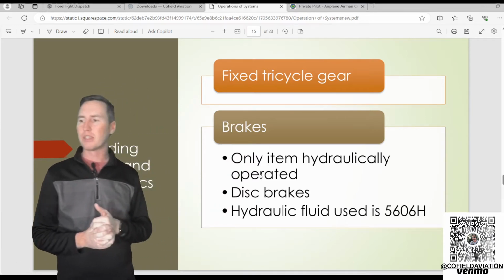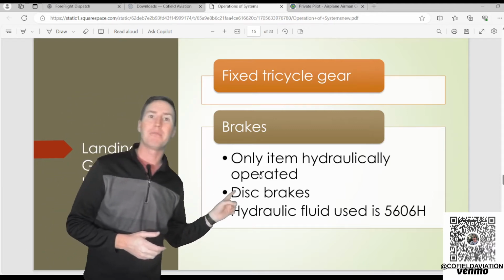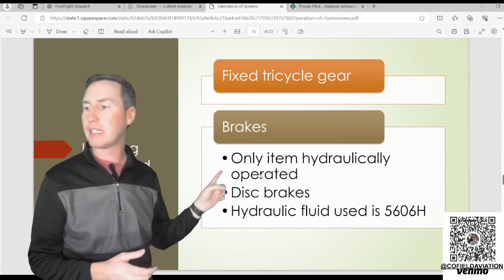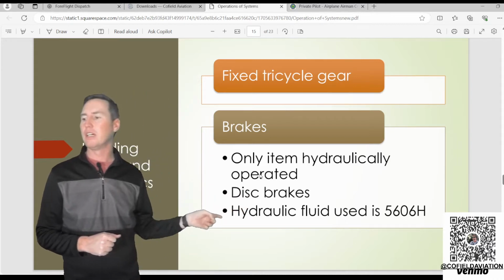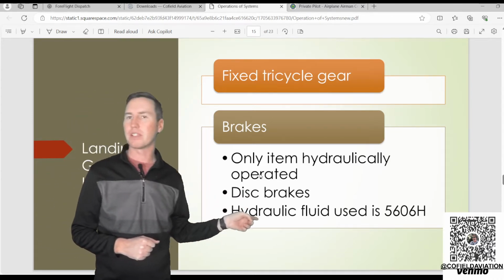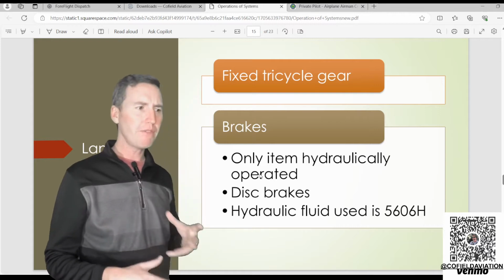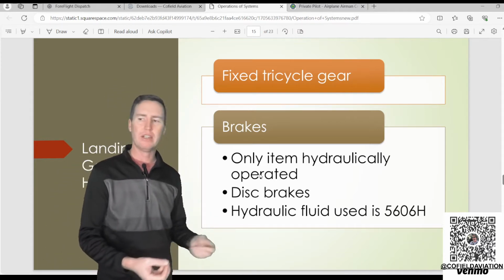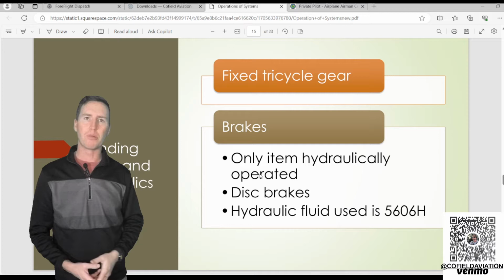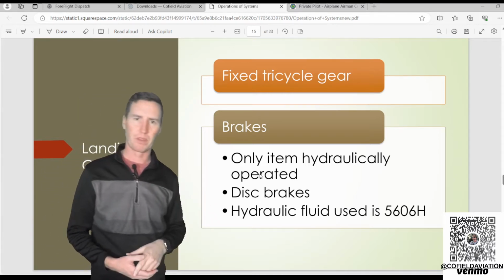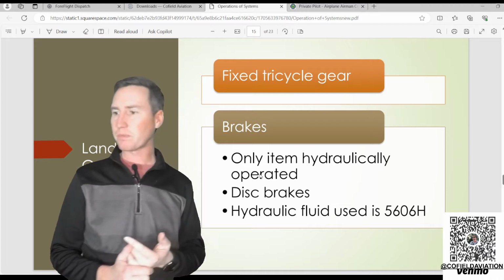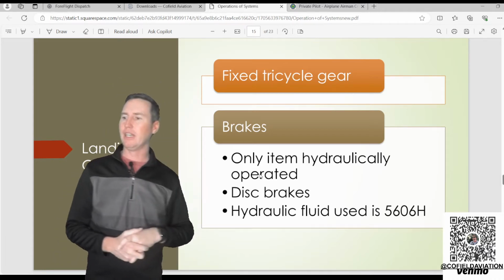So super simple there. The brakes, that's the only thing hydraulic on the airplane. They're just disc brakes, just kind of like what you would see on your car. Hydraulic fluid used is 5606H. So if you see any sort of red puddling underneath the brakes and by the tires, that would be hydraulic fluid, so you might want to get that checked out.